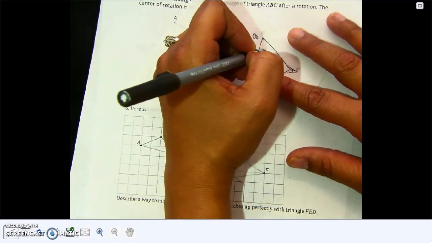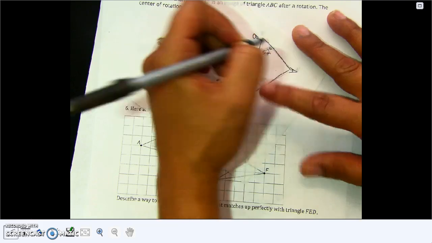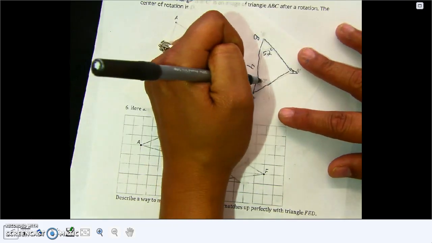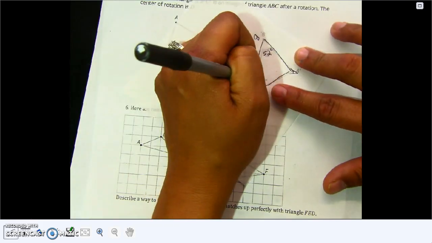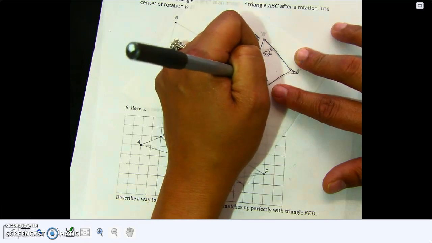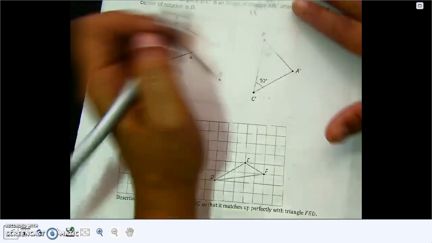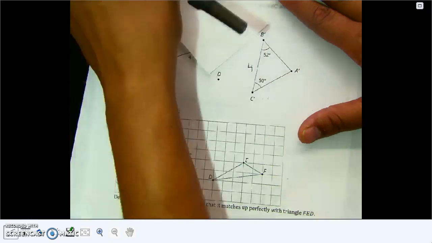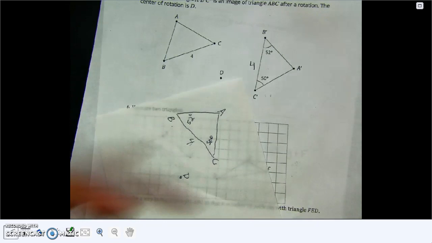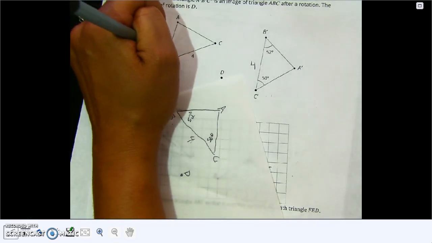B and B prime are also 52 degrees. C and C prime are 50 degrees. And B and BC is a measurement of 4. Now that I did it on my patty paper, I can just transfer the work.